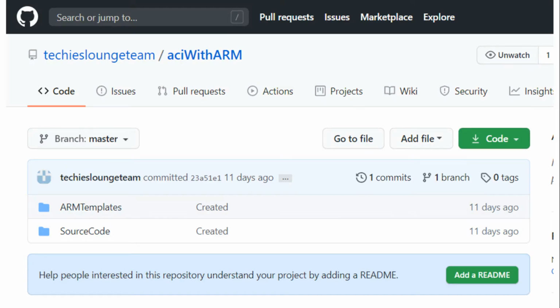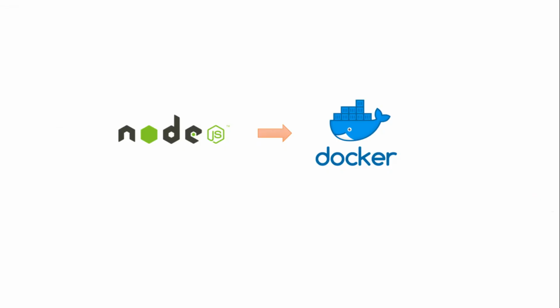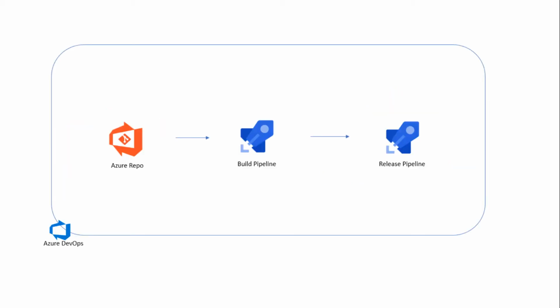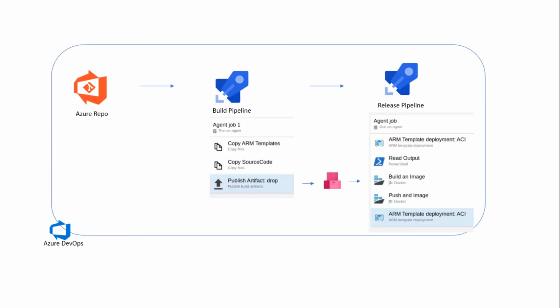First, we will download the source code from the Git, which contains our ARM templates and the source code for Docker image. Next, we will explore the web API using Node with Express and push it into a Docker image. Then, we will push the source code to Azure DevOps. After that, we create a build pipeline, where we will be adding tasks for copying the ARM templates in the source code folder. And finally, push the artifacts to the drop folder.